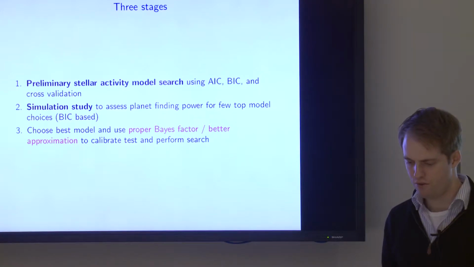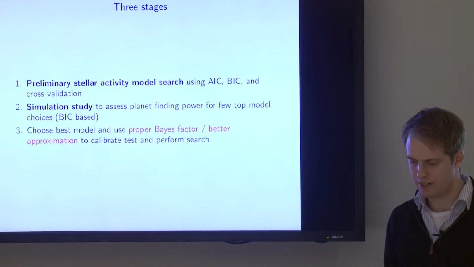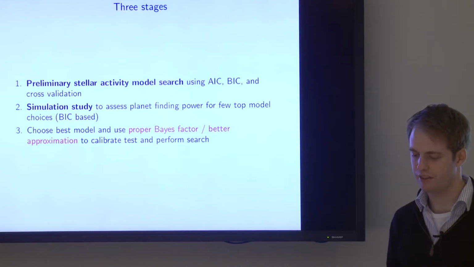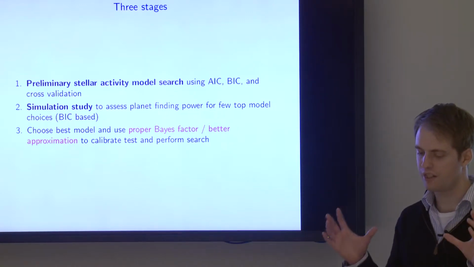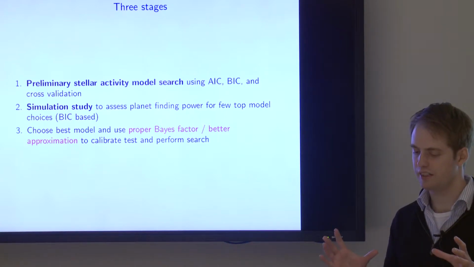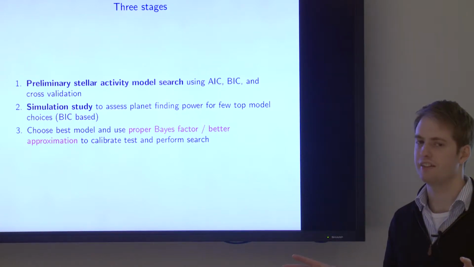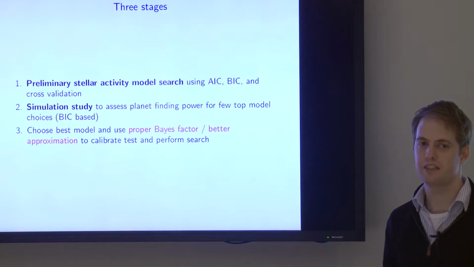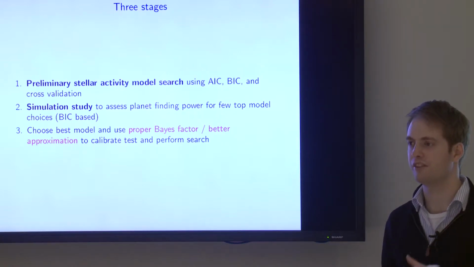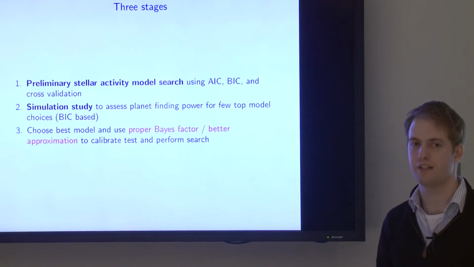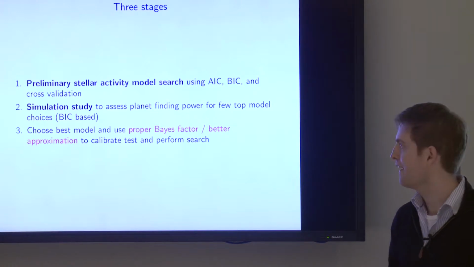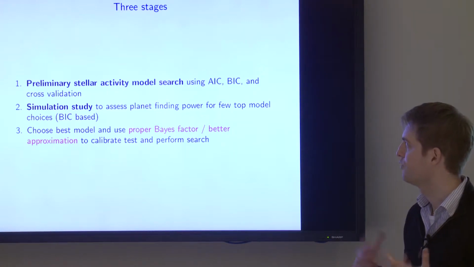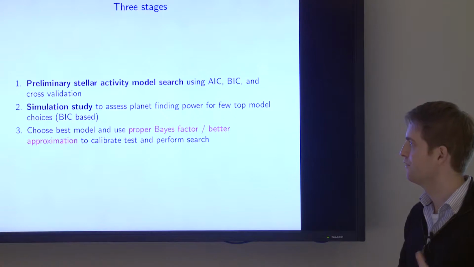So what we want to do is a hypothesis test where we say the null is that our stellar activity model fits the data, so we're fine. The alternative is that it's not good enough because there's a planet signal. So there's a planet, right? And so we try out our models for doing that kind of test.